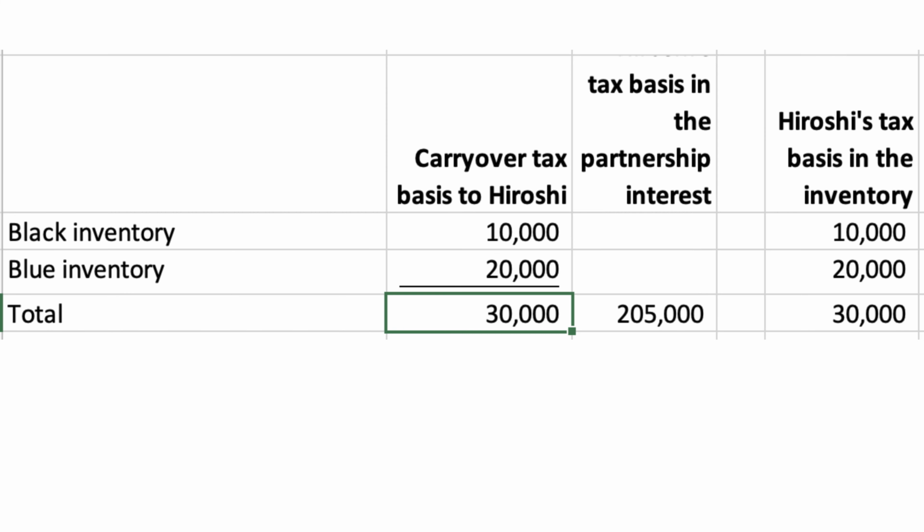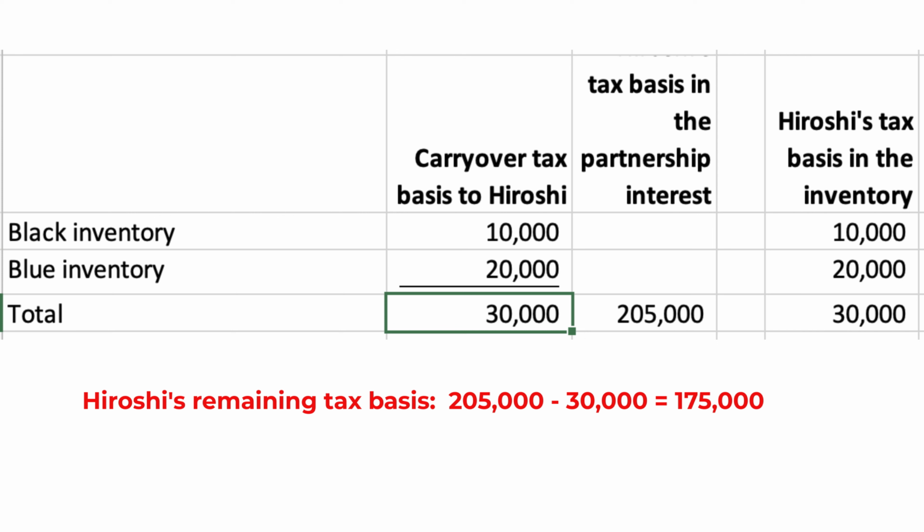What about Hiroshi? Carryover tax basis for black inventory is $10,000. Carryover tax basis for blue inventory is $20,000. Hiroshi's $205,000 tax basis in the partnership interest is more than enough for the inventory to continue with a carryover tax basis. Since the partnership is not liquidating, Hiroshi's remaining tax basis in the partnership is $175,000.